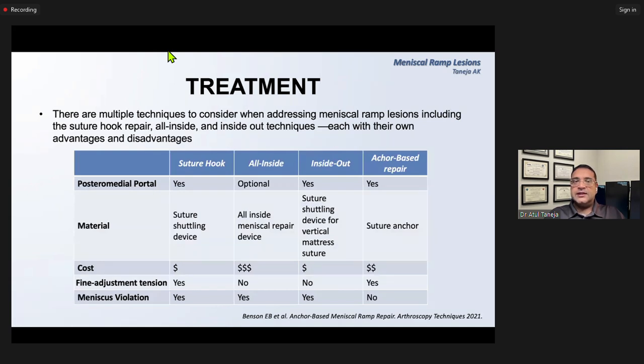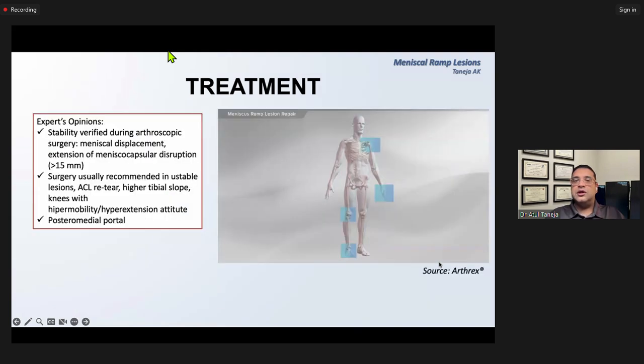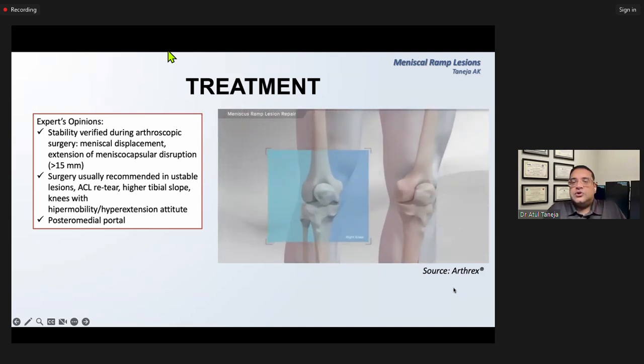On the surgical technique side, there are different techniques like suture hook. I'll show you some images. All-inside technique, inside-out, anchor-based repair. This is a very surgical thing. They vary according to the cost, if there is a need of an additional portal or not, or if they can do it using the same transnotch approach from an inferomedial or inferolateral portal, and if there is injury to the meniscus itself. So new techniques have been shown. This is an interesting illustration by Arthrex showing how they repair that.